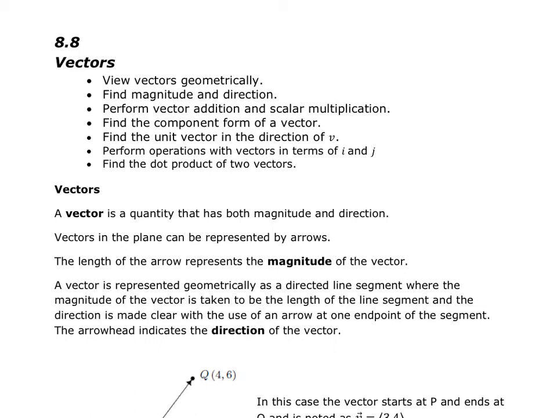A vector is a directed line segment. So in other words, I have a length to it and I have some sort of direction. The length that we have is called the magnitude, and the direction is however I'm directed. Now, typically, when we talk about the direction, we are usually looking at the angle in reference to the positive x-axis and where that vector is from there.